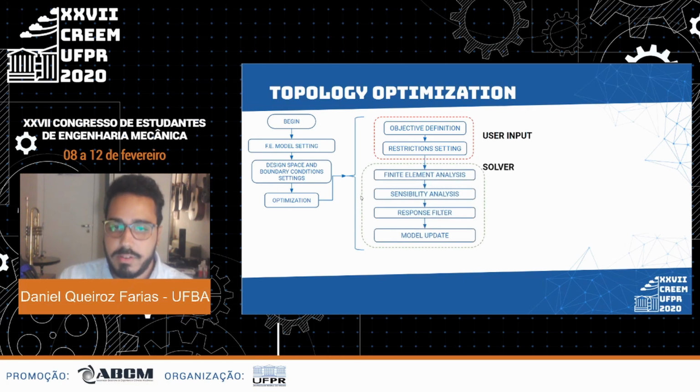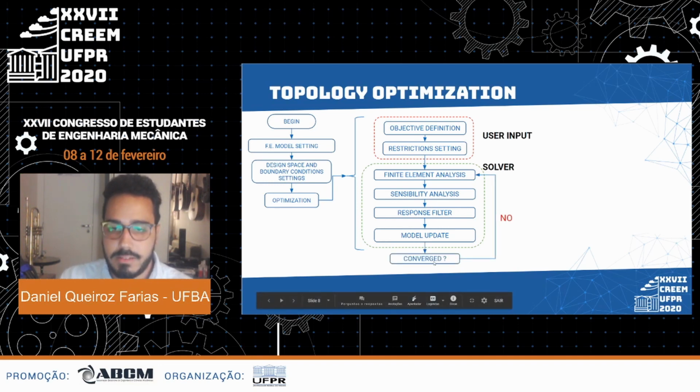The other part is then given by the solver, which means the computer making the optimizations. The solver will realize the finite element analysis, followed by a sensitivity analysis to understand which of the areas of the part are more sensitive to the changes and to the loads that are being applied to the part. After that, a response filter is also applied, and finally a model update is made.